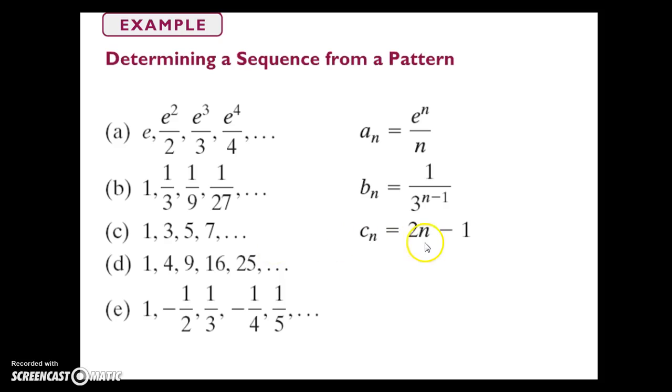Okay? This one is 2n minus 1. Multiply 2 times n, minus 1. I plug in a 1 here. 2 minus 1 is 1. I plug in a 2. 4 minus 1 is 3, and so on.